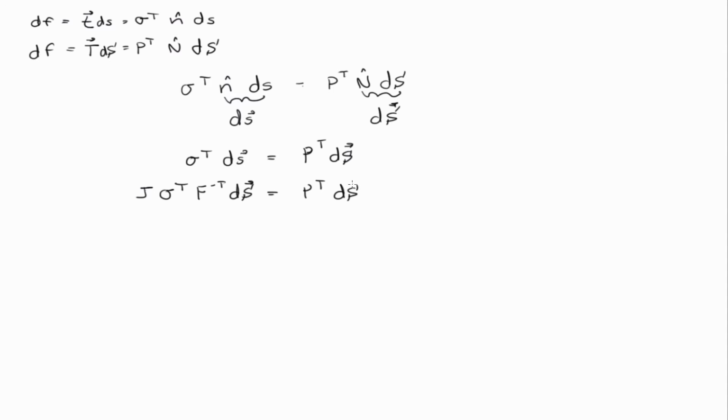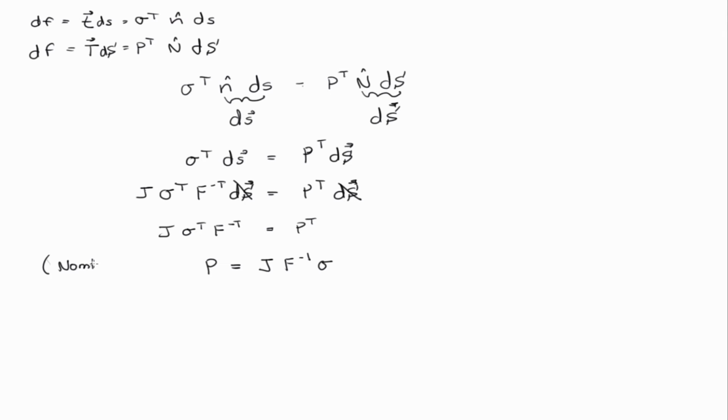These are vectors, so they cancel. J F transpose is equal to P transpose. When we define things, I don't like to define them in terms of the transpose. So let's take the transpose of both sides of the equation to solve for P. So we have P is equal to J F inverse sigma.